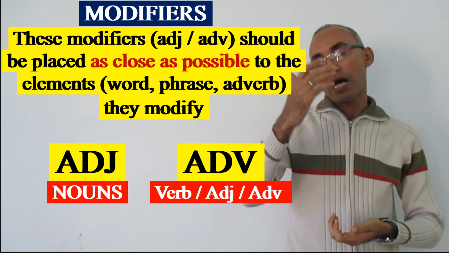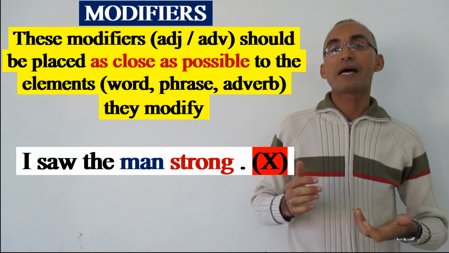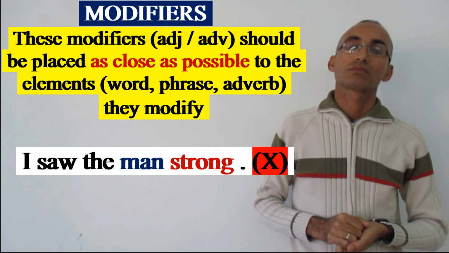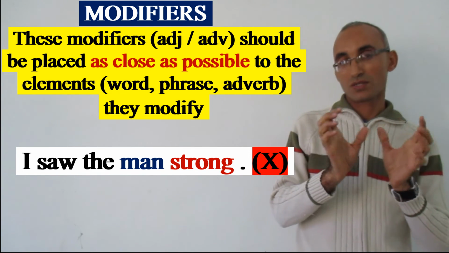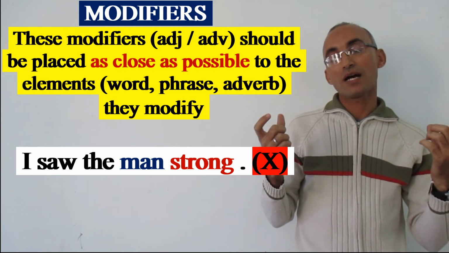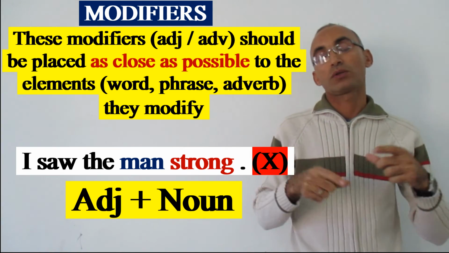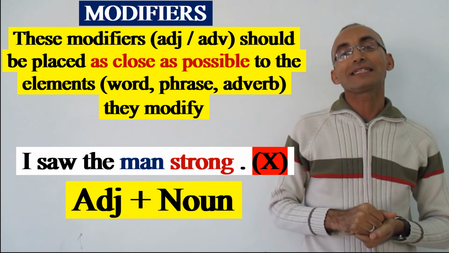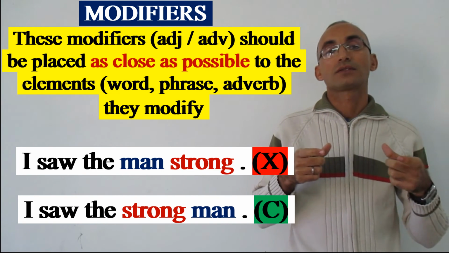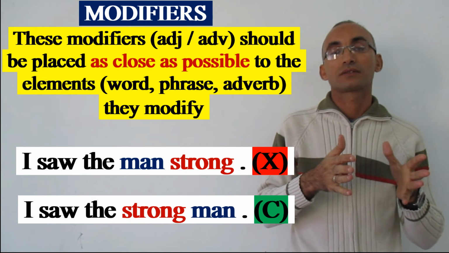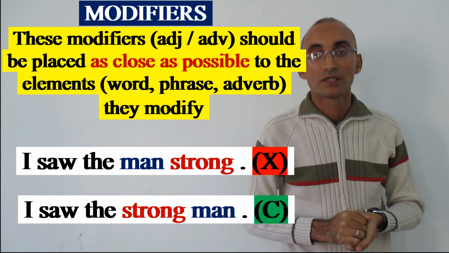For example, our simple example for adjectives. I saw the man strong. So here, it's a mistake because normally in English, as you know, we put the adjective then the noun, not the opposite. So the right sentence is I saw the strong man. Clear? The strong man. We must respect this structure. Clear? This structure.